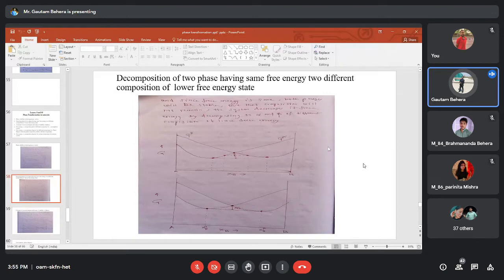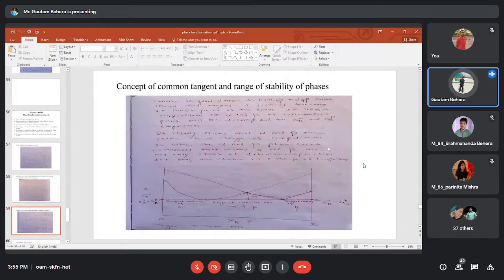So if this is the situation, just have a look. Again, this is the free energy versus composition axis, pure A, pure B. And this is the curve of alpha solid solution. This is the curve of beta solid solution, and they are intersected at this point. So free energy has reduced to this much. By drawing a tangent, you can see this tangent to these two curves intersects the lowest point of alpha and the lowest point of beta. So this is the new composition of alpha, this is the new composition of beta.